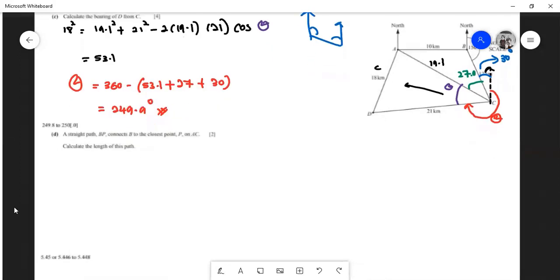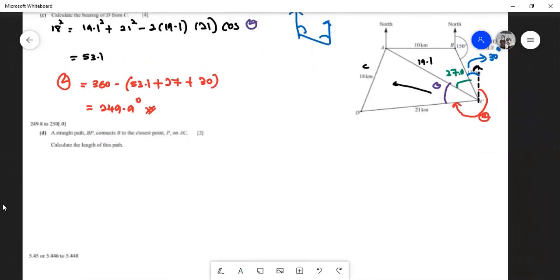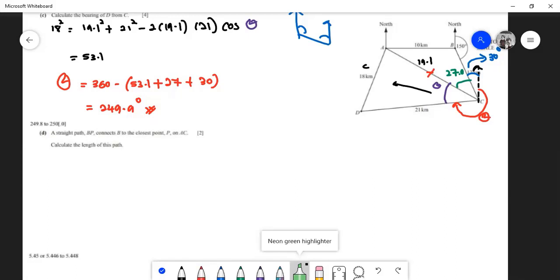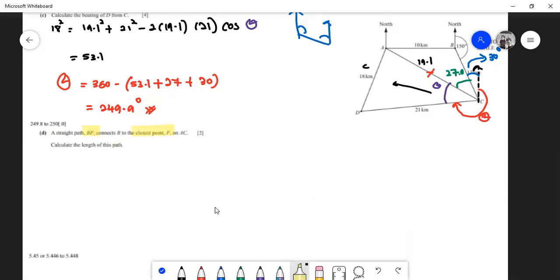Okay. Next question. A straight path connects PB to the closest point P on AC. Let's see what the question is talking about. They say a straight path BP. Don't know where is BP. BP is out of sight. Connects B to the closest point P on AC. The keyword is very simple. Maybe some of you might not be able to read that question. They already say BP connect to the closest point. Actually, what they're trying to tell you here in simple English is the shortest distance.